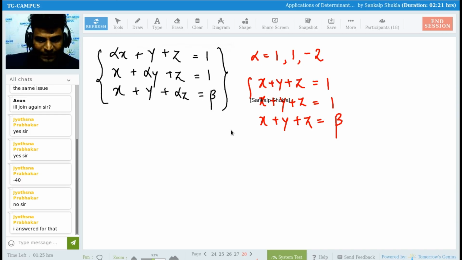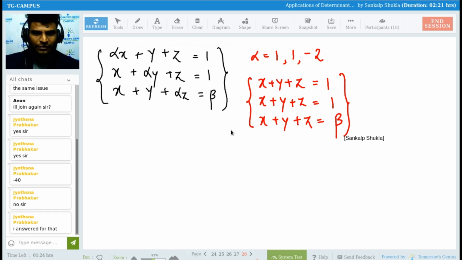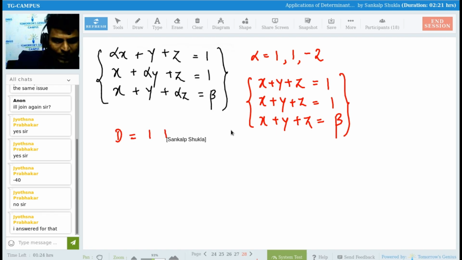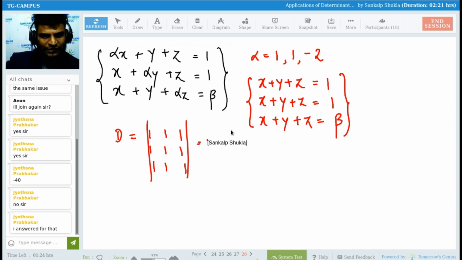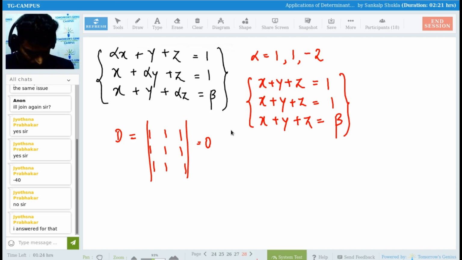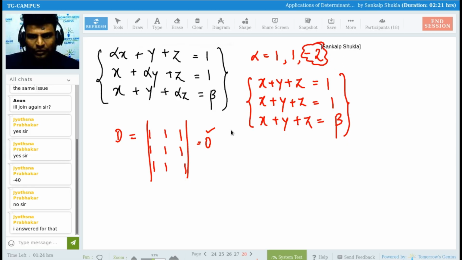So now just find the values for this system. Okay, so D will be 1, 1, 1, 1, 1, 1, 1, 1, 1. So D is 1 only. Oh, sorry, 0 only. Right? So when D is, wait, just give me a moment. Yes, okay. So we can see that when alpha is equal to 1, then D is equal to 0. Fine, now we have to put alpha is equal to -2 also.